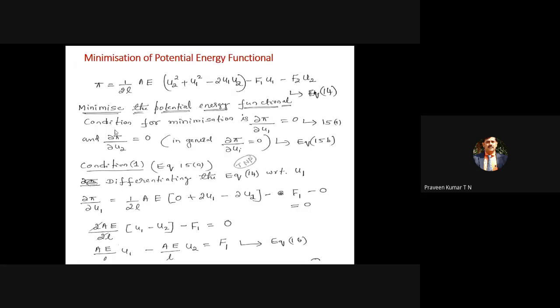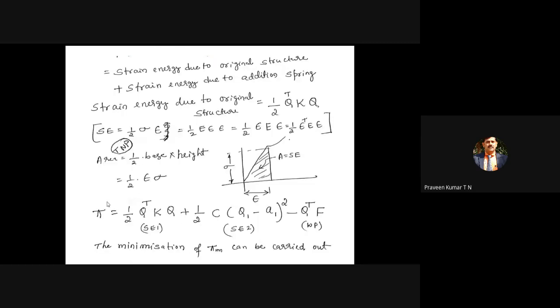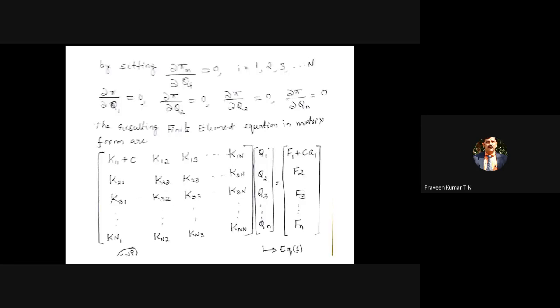You have to differentiate this equation with respect to U1 as well as U2. Those are the displacement components. In a similar way, we have the total strain energy. This is the total strain energy equation. Then you have to differentiate this equation with respect to Q1, Q2, Q3, etc. We'll get n number of equations, but I am not worried about how many n equations.